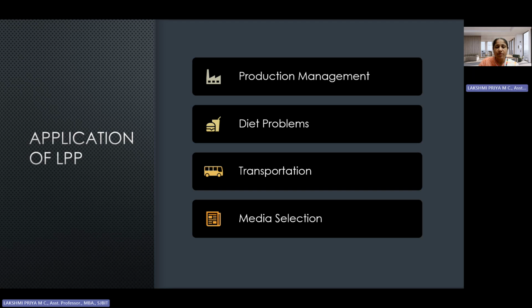Where is this model used? Is it used everywhere, or we say it's everywhere? In production management, in diet problem, in transportation problem, in media selection, etc., in inventory management, in assignment problem, and so on. So let me explain in detail about the diet problem, the assignment problem, and the inventory management.